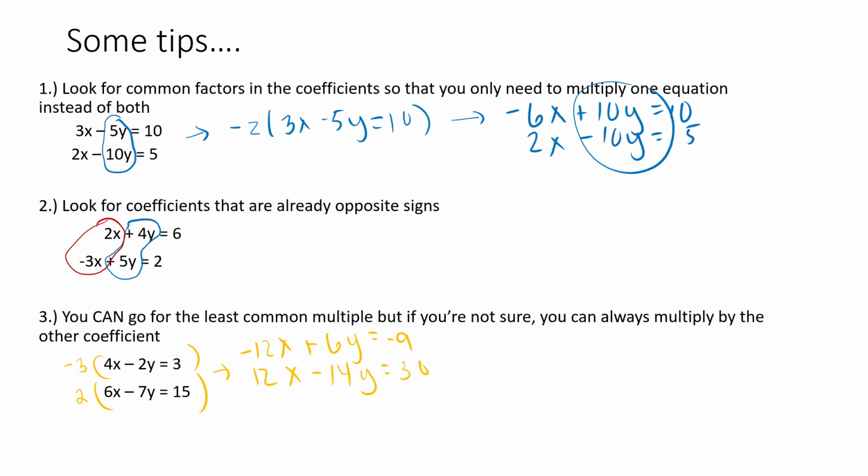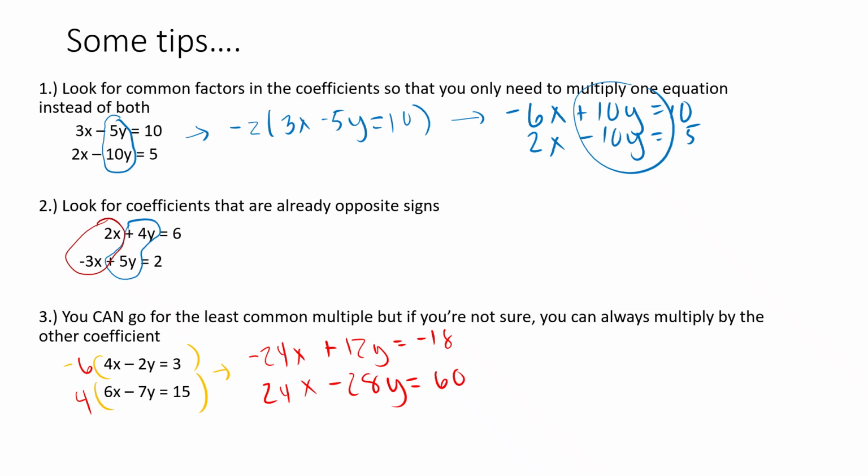However, if you are not great at seeing what is my least common multiple, like, what am I aiming for there, what you can always do is just switch the two coefficients around. So you can multiply by -6 and +4. Just flip them around and make sure that you're going to end up with one positive and one negative. And so that would land you with -24x plus 12y equals -18, and +24x minus 28y equals 60. And that will get you to the same spot.